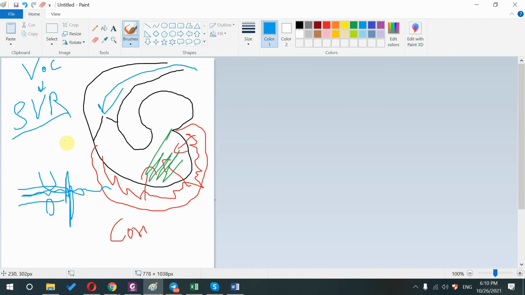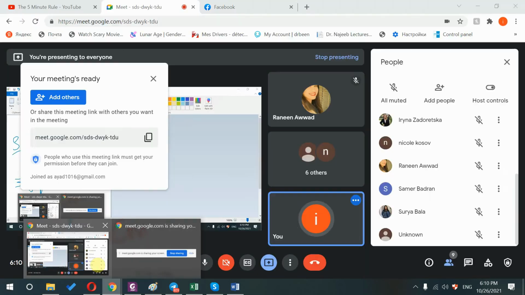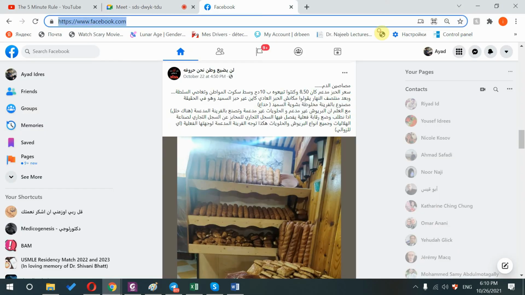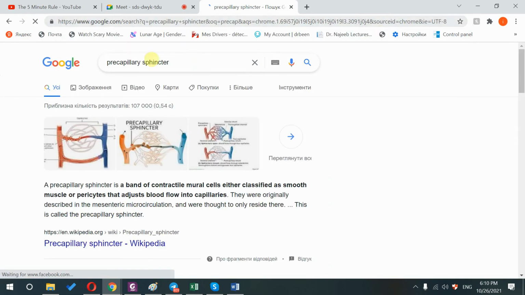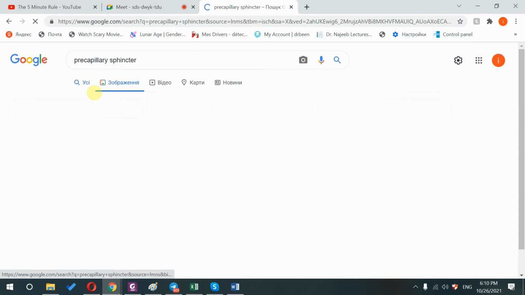Now a common USMLE question, what portion of the microcirculation is responsible for the systemic vascular resistance? If anybody of you are thinking about the capillary, he's wrong. Actually, the thing that is responsible for the systemic vascular resistance is the arterioles, guys. So I want to show you something. There is something called the precapillary sphincter. If you take a look at the precapillary sphincter, it looks something like this.